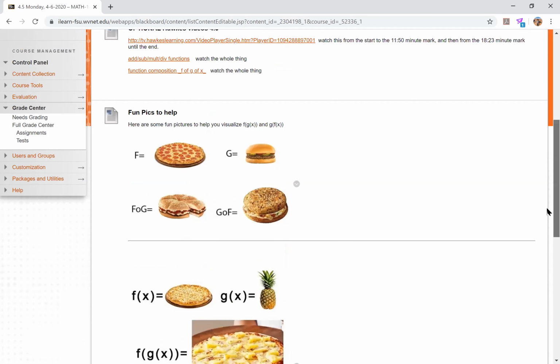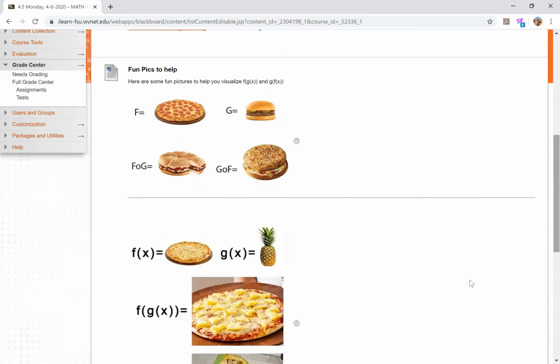And then my personal favorite, because burgers and pizza, come on, is if f is a pizza and g is a burger, and you take g of f, or if you take g and you put it into f, you're going to have a hamburger that's made out of pizza. But if you take f and you put it into g, you're going to have a pizza that is made out of a hamburger. I like these pictures because I think they're a little funny, and we relate to food sometimes easier than just words. So look at those if we need to.